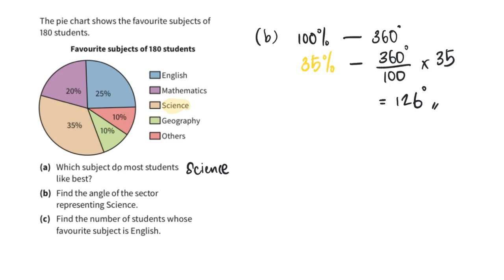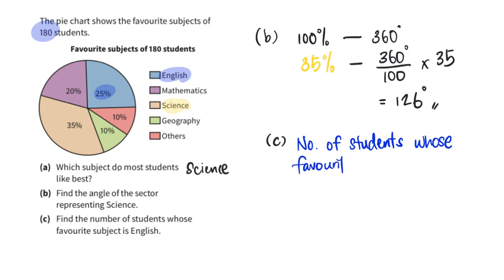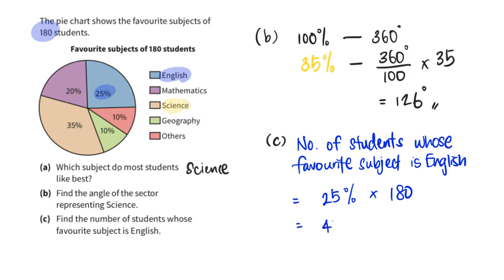And for part C, find the number of students whose favorite subject is English. Oh, English is here, 25%, total is 180. So therefore, the number of students whose favorite subject is English is 25% of 180, and that will give me 45. All right, let's move on to the next question.